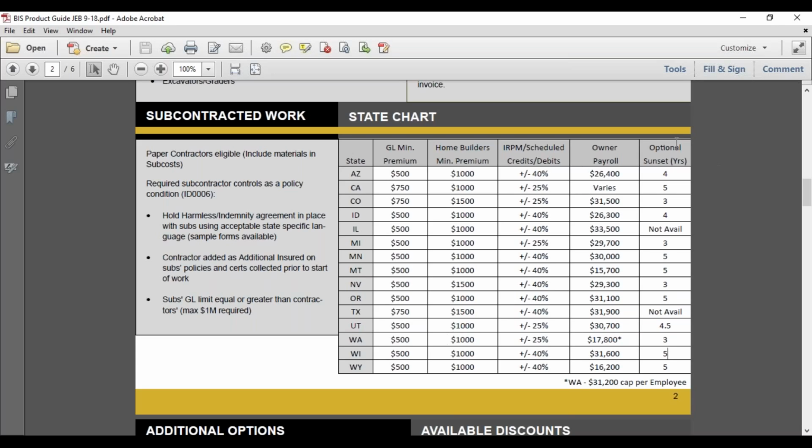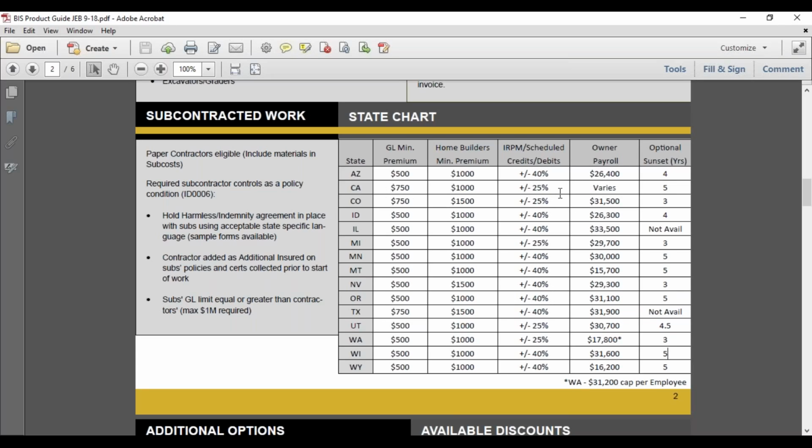These are the states. Ignore this part right here, the optional sunset, because that's an optional coverage, not something that you would ever see. But these are the minimum premiums for regular GL. These are the minimum premiums for home builders. And we have the ability to add credits and debits on certain ones, depending on the state allowance.